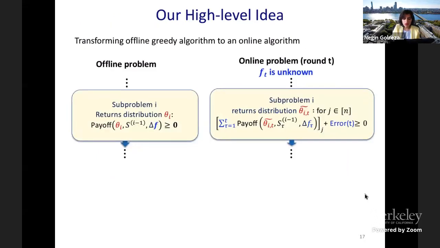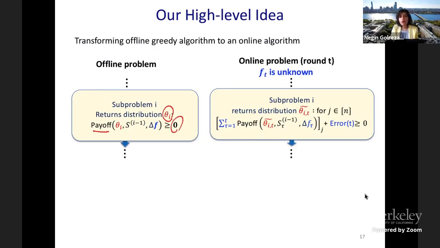Okay. So now I think this is maybe the most important slide of this talk. I'm going to talk about our high-level idea. Remember, for the offline problem, for every subproblem I return a distribution theta I such that this vector payoff at theta I and this delta I become greater than or equal to 0. So that's what I wanted to do.